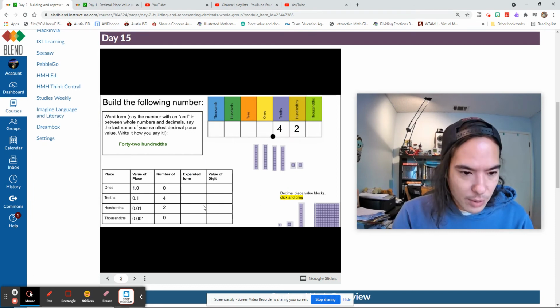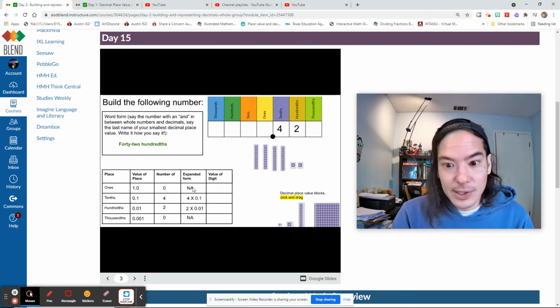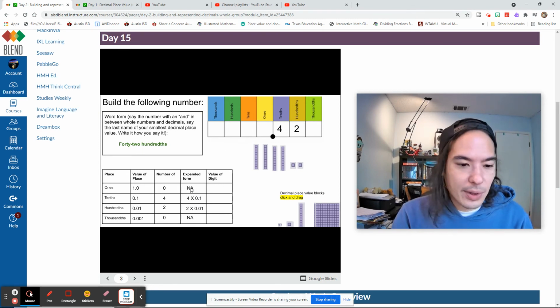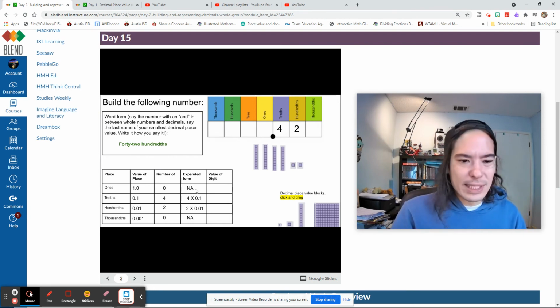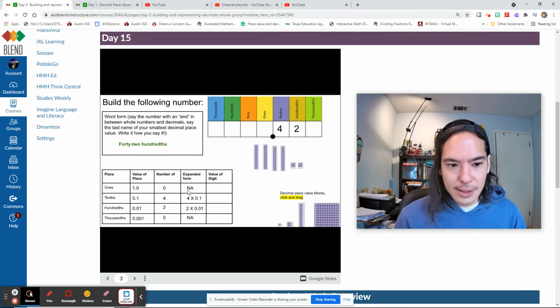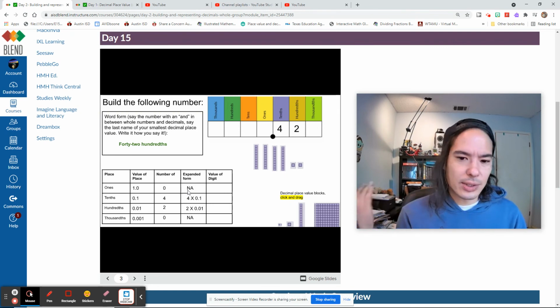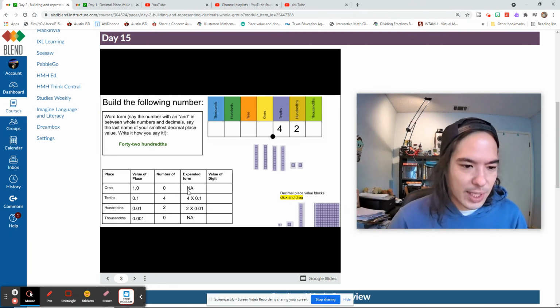So in expanded form, let's find out what the value of each one of these spaces is. If we have 0 ones, there is no value. 0 ones is 0. NA means not available, not applicable. If you've ever seen NA, that just means no answer. It can mean a bunch of stuff, but it usually means not applicable to this situation, not available for this situation, no answer in this situation. So that's what NA means.